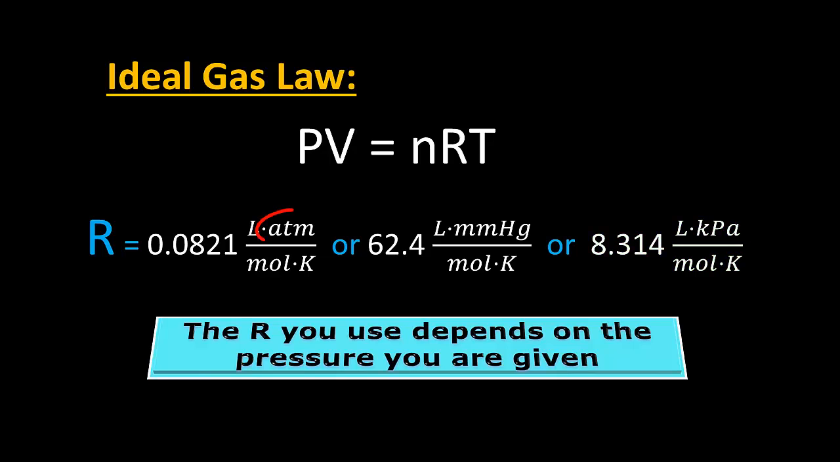If your pressure is in atmospheres, you're going to use the 0.0821. If your pressure is in millimeters of mercury, you're going to use the 62.4. If your pressure is in kilopascals, you're going to use 8.314.